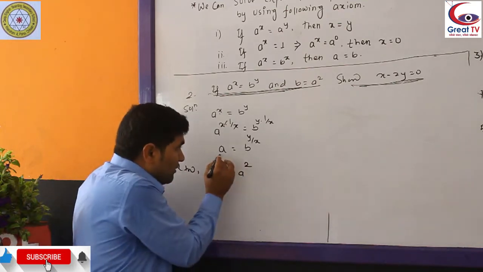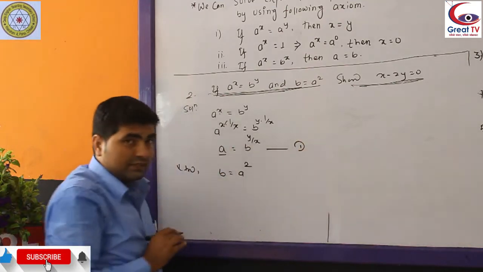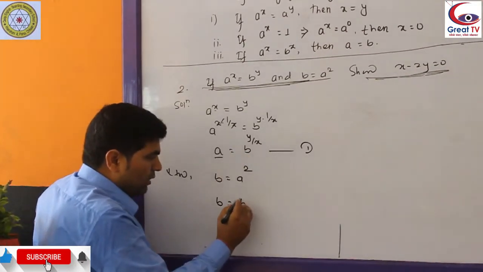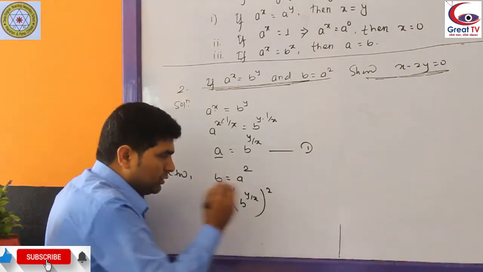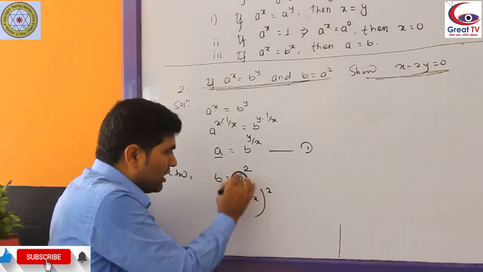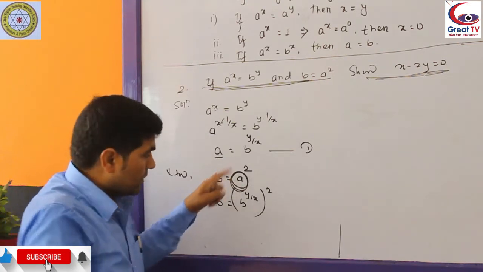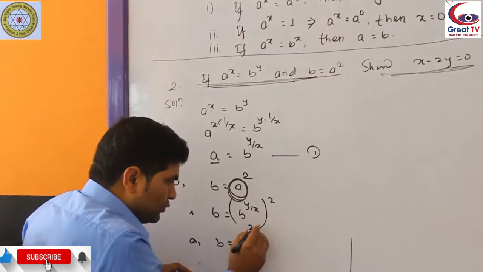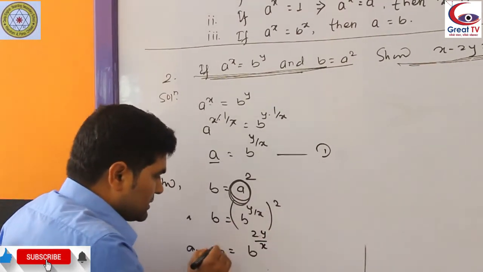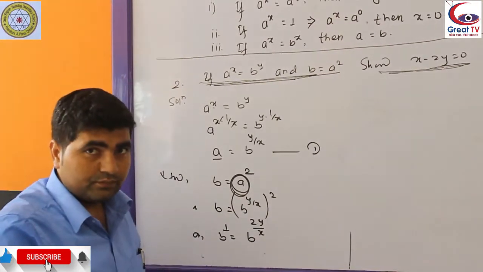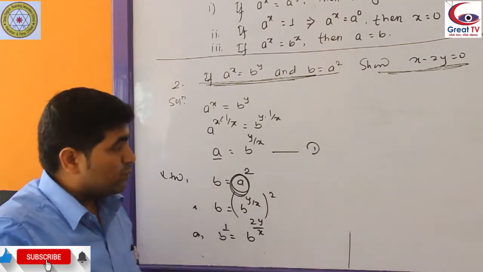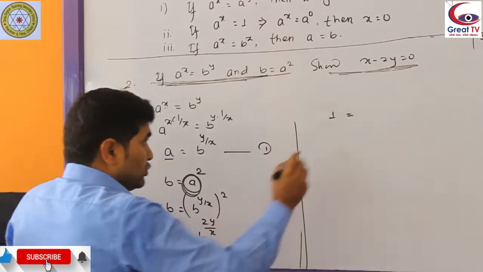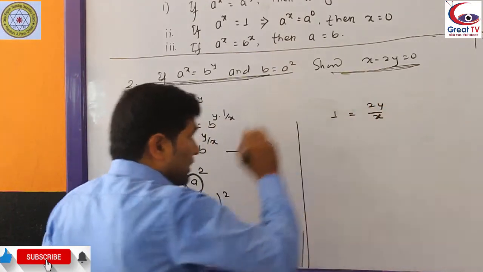Now we can prove using the value of a from the first condition. This one is the first condition. b equal to a means b equal to b power y by x, whole power 2. Put the value of a from first. b equal to b power, multiplying this by 2, 2y by x. Here b is b power 1. Now we can use the axiom of exponential equation: 1 equal to 2y divided by x.